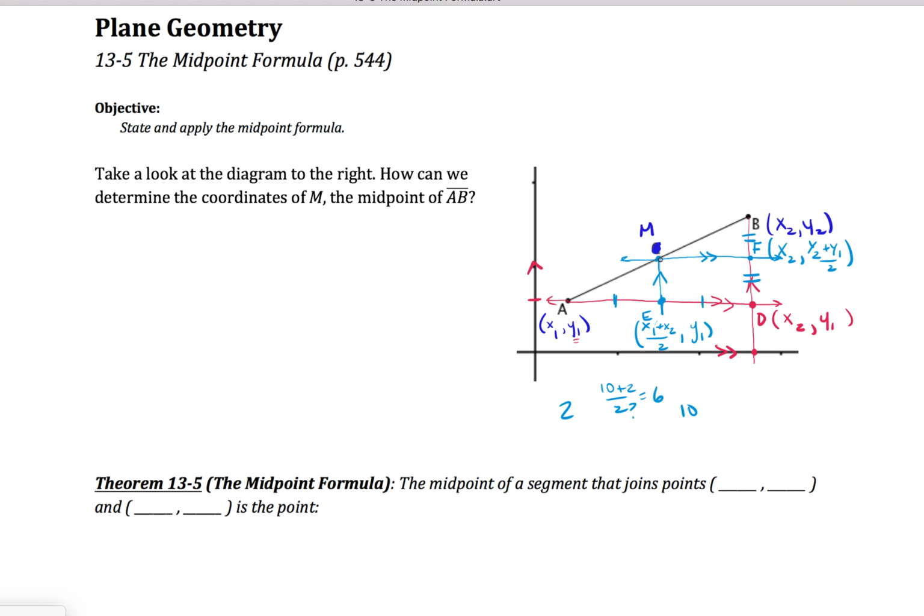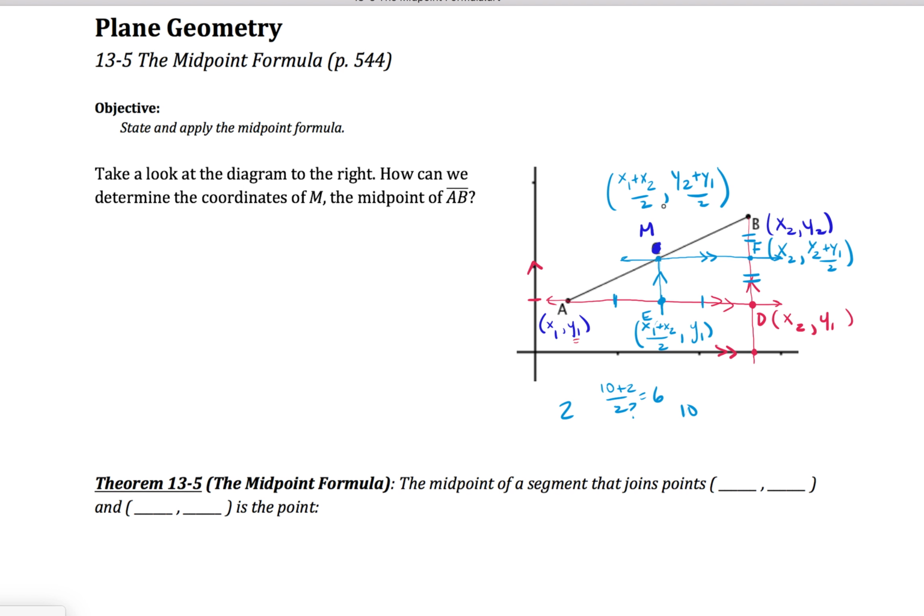Now where does that leave M? Well, M would have the same x-coordinate as E. It's going to be in the same place on the x-axis as point E is. So point M's x-coordinate is going to be x1 plus x2 divided by 2. Point M's y-coordinate will be the same as F, which is y2 plus y1 divided by 2.